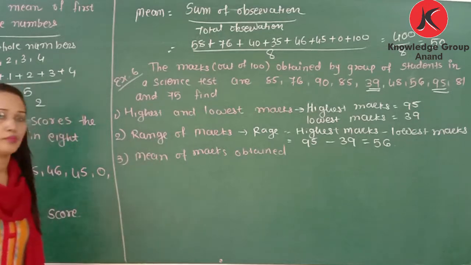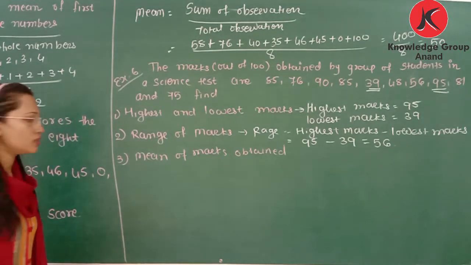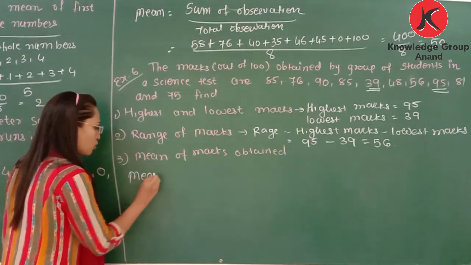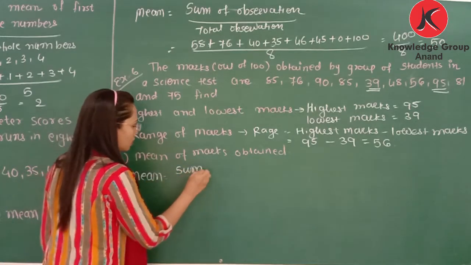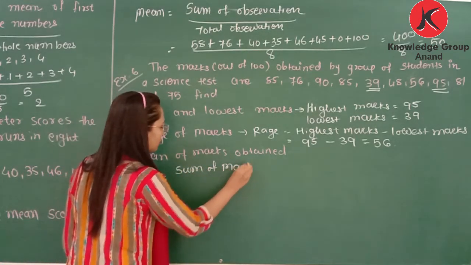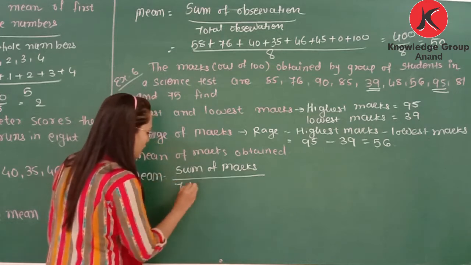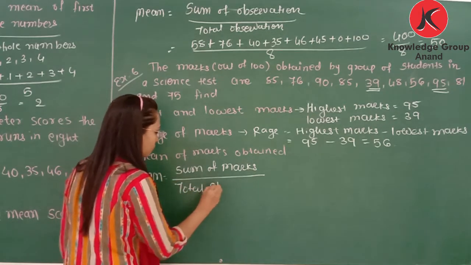You need to find mean. Mean means sum of observations divided by total observations. Sum of marks divided by total students. You can write this.